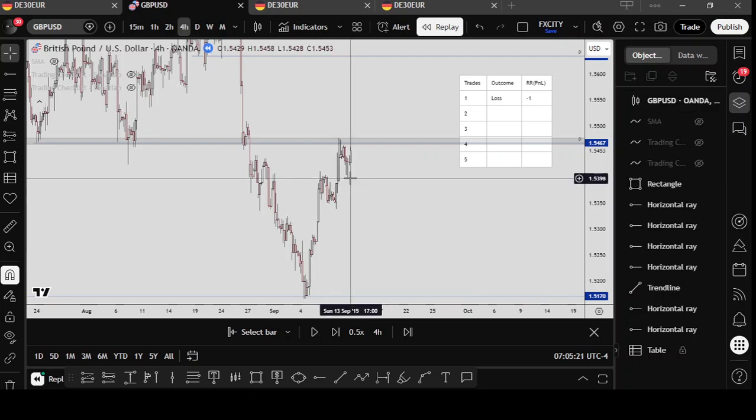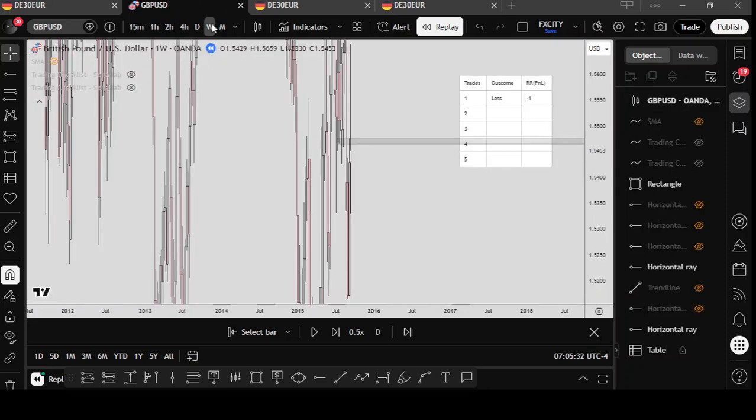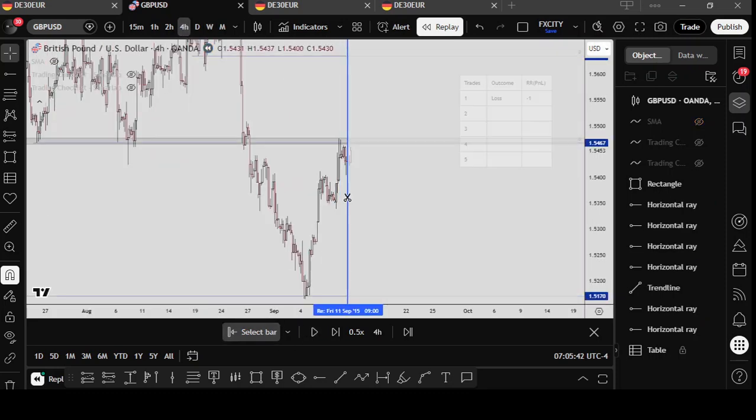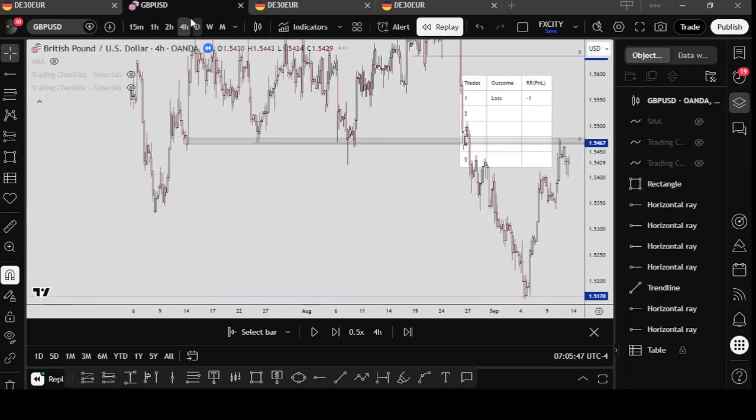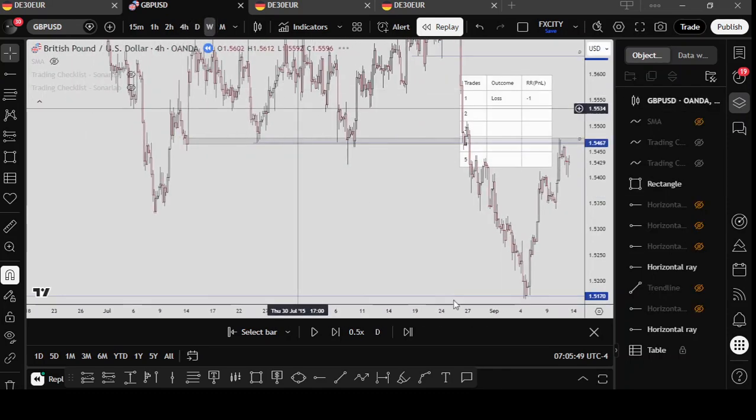So that's probably it for the week. And price didn't hit that level. So going back into the weekly time frame, and what do we see? So what can we see on the weekly time frame?